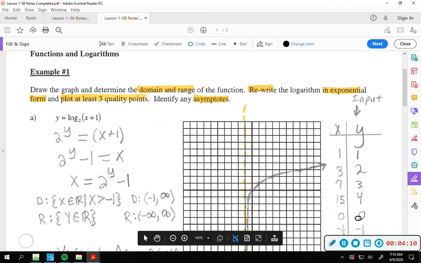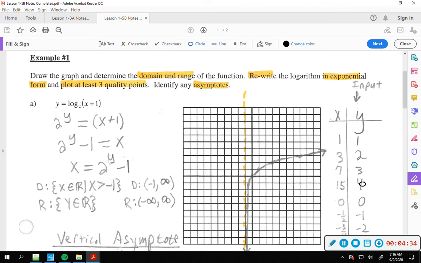That's a quality point. If y is 1, 2 to the first power is 2, minus 1 is 1. If y is 2, 2 squared is 4, and 4 minus 1 is 3. If I plug 3 in for y, 2 cubed is 8, 8 minus 1 is 7. I even plugged one more in just for good measure. 2 to the 4th power is 16. 16 minus 1 is 15.